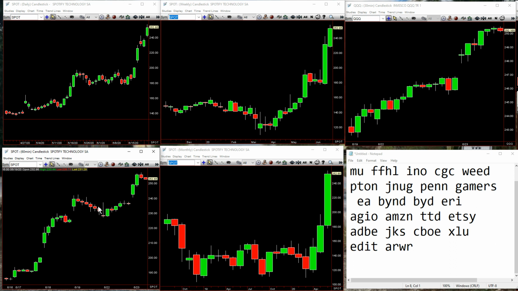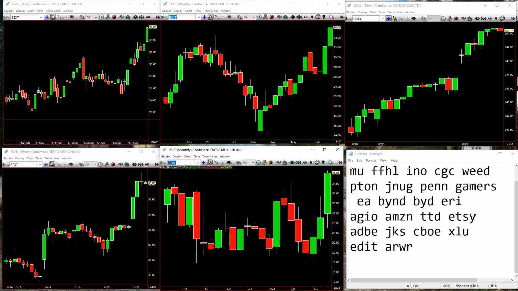Why not? If we go to EDIT, it's another one here in the bios. EDIT now, relaxing on the 60 a bit. But once again, I've pointed this out to you many times, right? You see this inside bar? And then it pokes down and comes back, RevStrat style. It's going to take care of these guys, right? And what it does, it reconfirms the same pattern on the weekly. See that? Okay.